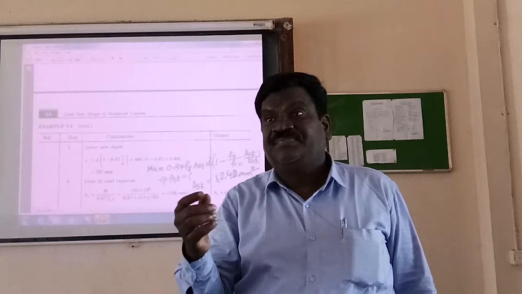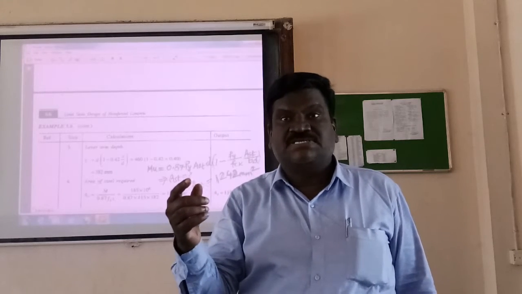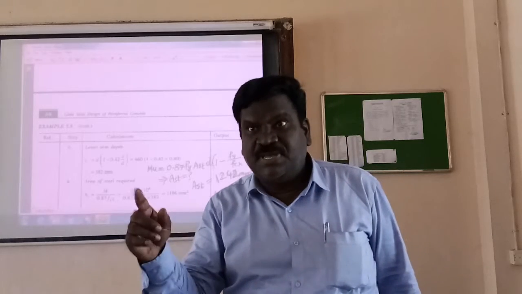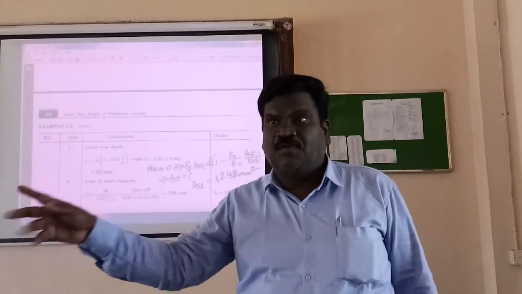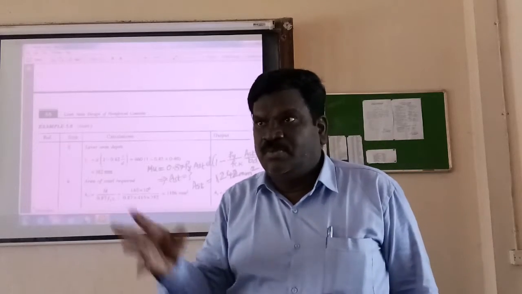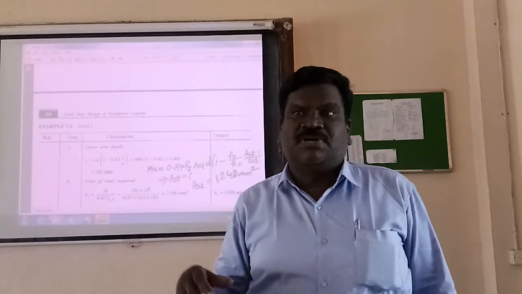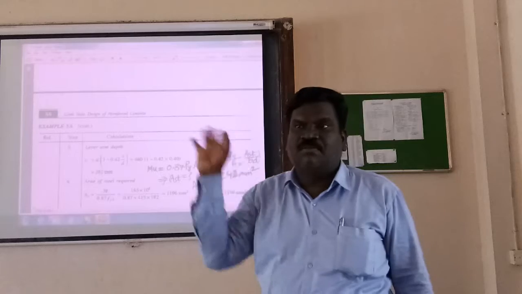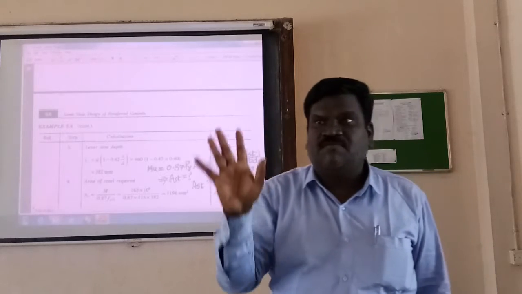You know how to solve a quadratic equation. What is the formula? ax square plus bx plus c is equal to 0. What is the x? x is equal to minus b plus or minus root of b square minus 4ac divided by 2a. In that you substitute and determine what is AST. You will get a positive value and a negative value, report the positive value. Okay, that is the area. This way you can determine area of steel required. You solve the problem analytically in a computational way.